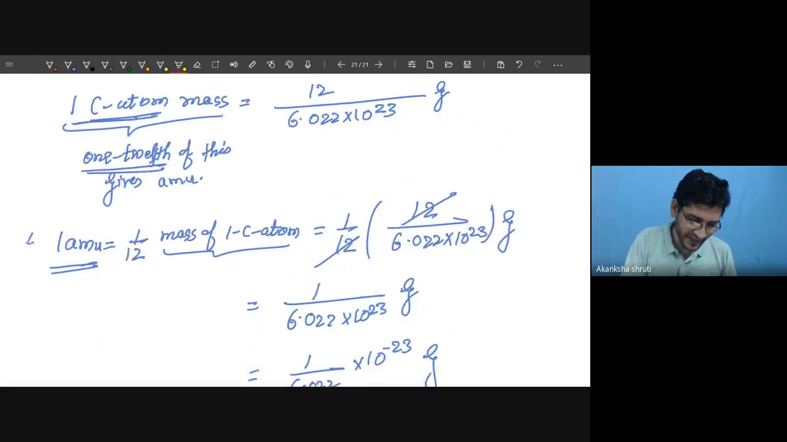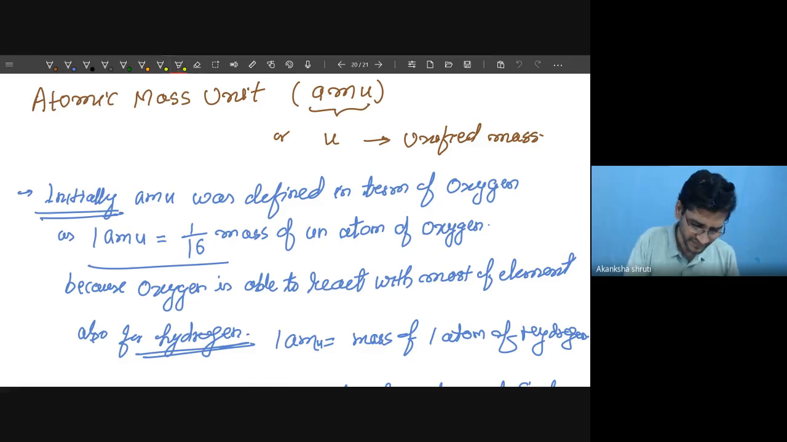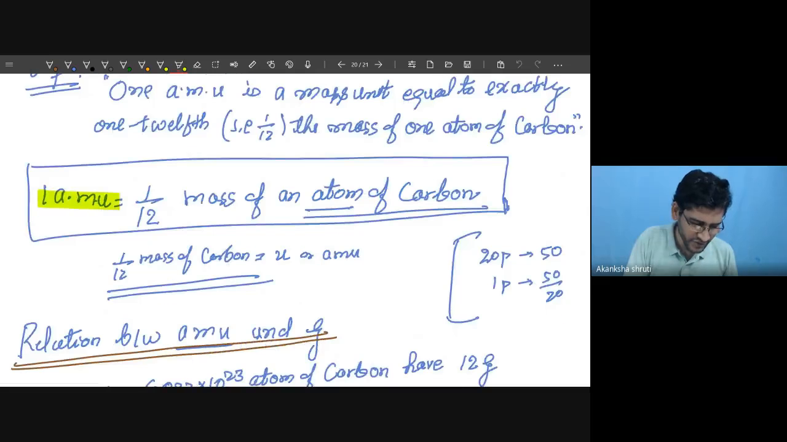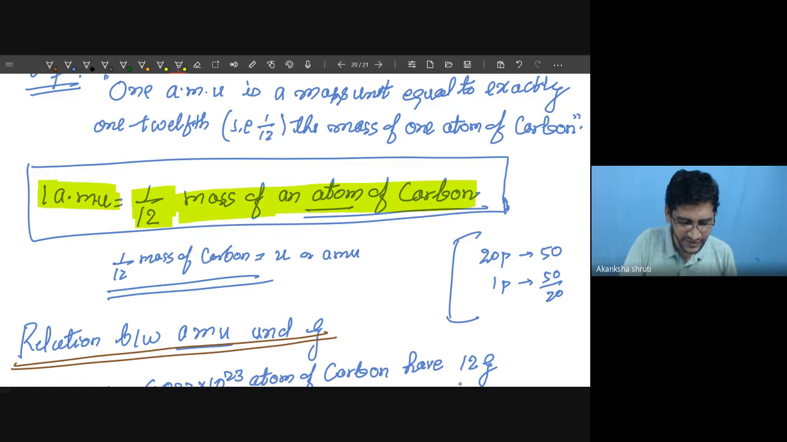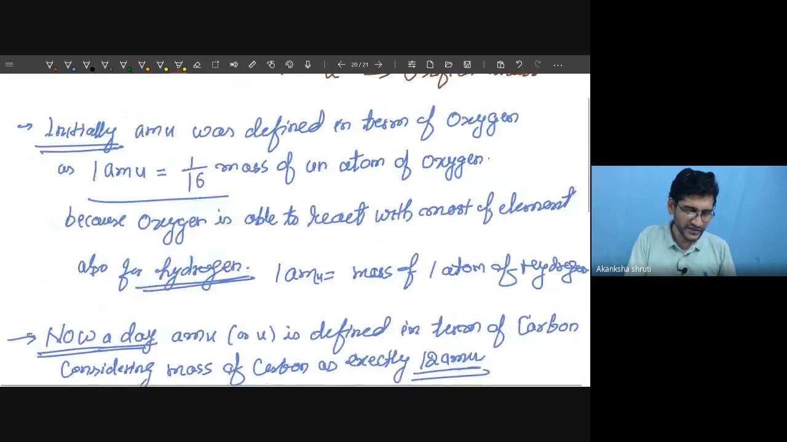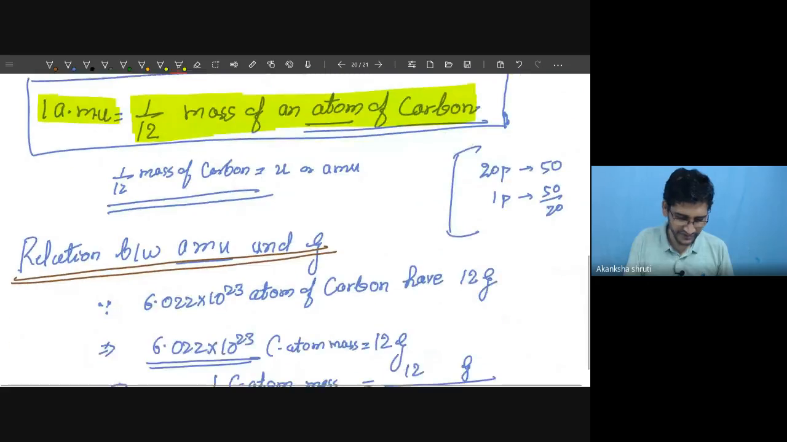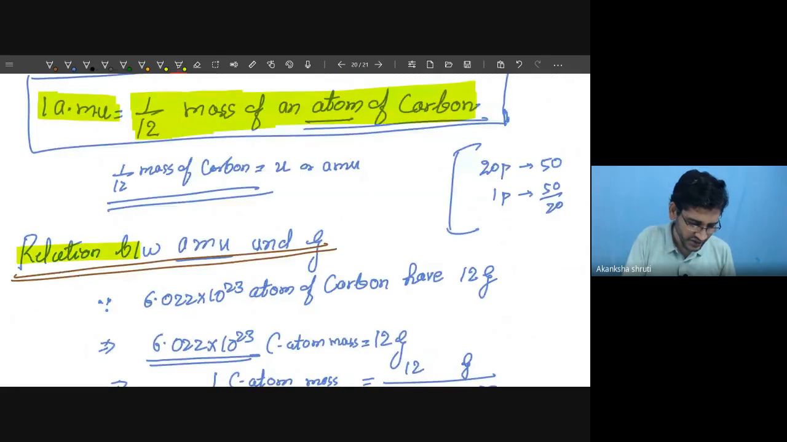So this way we have defined the AMU. What is AMU? The definition of AMU is very important. So the definition that you have to keep in mind is this: 1 AMU is 1/12 of the mass of an atom of carbon 12. This is now acceptable, and this is the definition you have to write. You need not write the above definitions in terms of hydrogen and oxygen. They are obsolete. They were used earlier, but now it is different. What is the relation between these two? It is also important.